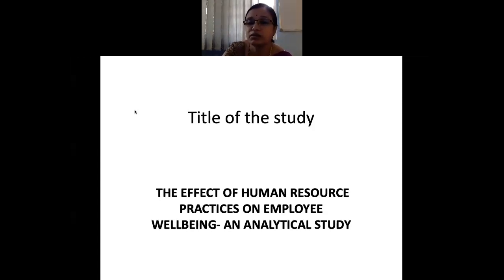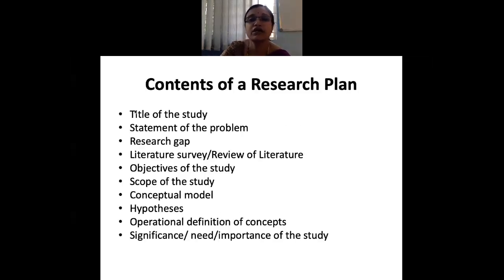So the title, as far as possible, must be broad, and it must relate to particular concepts or constructs. Again, what are the contents of a research plan? We have already discussed that, but I've just given you this as the contents that have to be included when it comes to a research report.